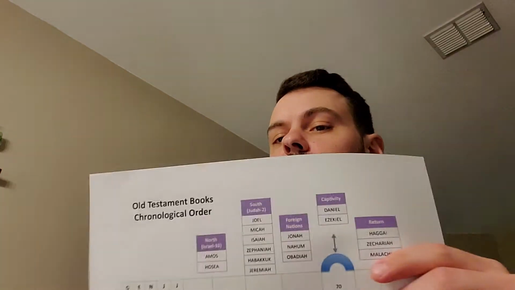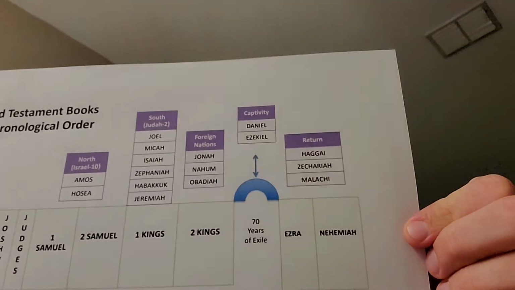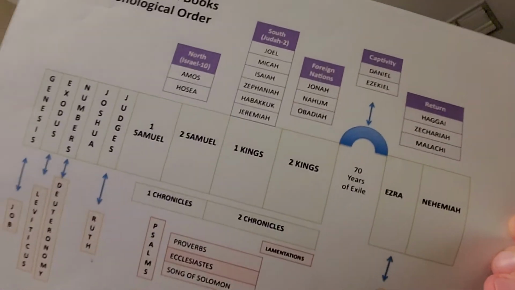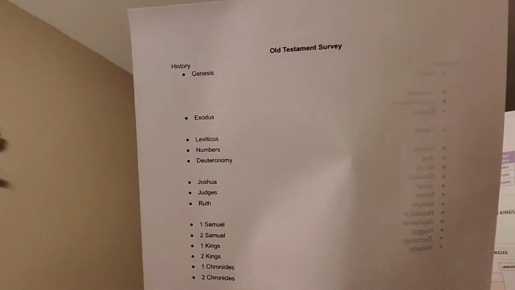All right, so let's look at the chronological order. What I want to do is talk about the different categories real quick of the Old Testament, and then we're going to go through the chronological order. And I'm going to give you guys a brief sentence. But let's pull out your Old Testament survey, the list of the books of the Bible and how they are listed in the canon.